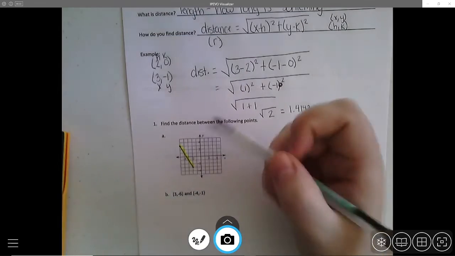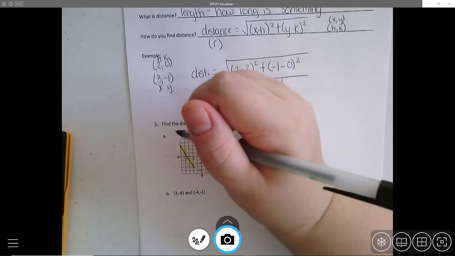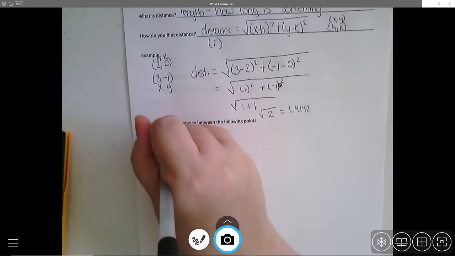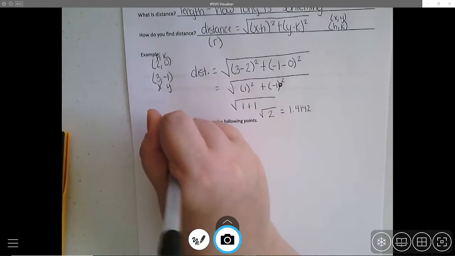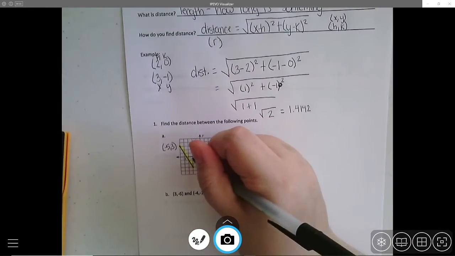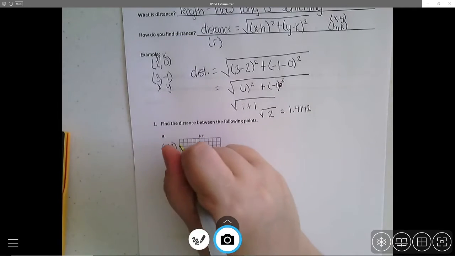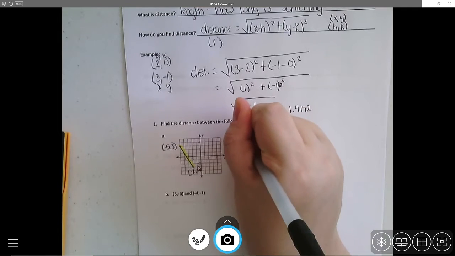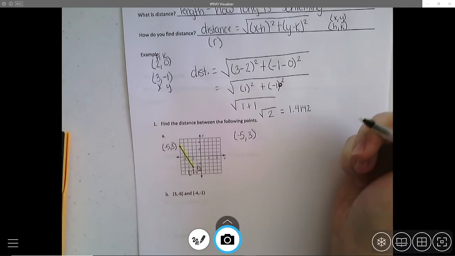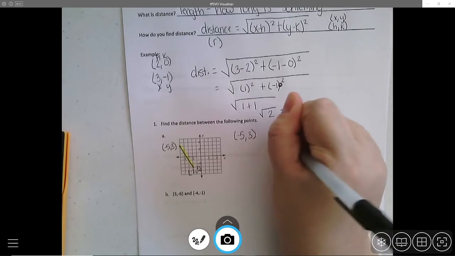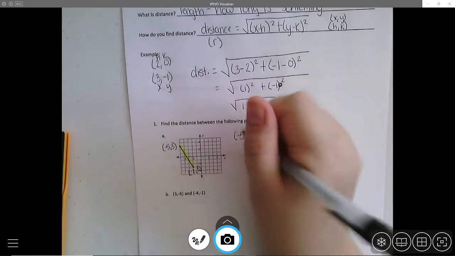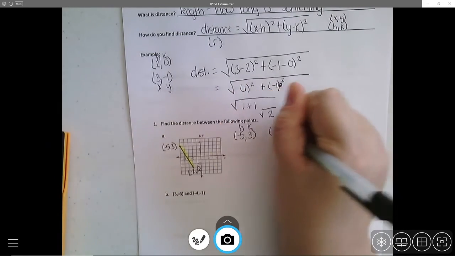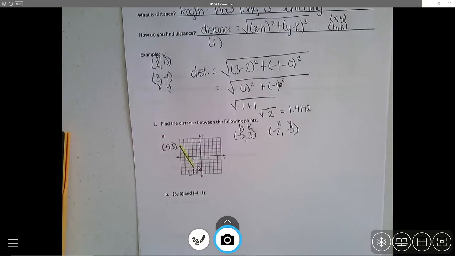2 points. One of my points is here at negative 5, 3. That's this top one. Remember it's x, y. And then I have negative 2, negative 3. So I'm going to write them over here. I have negative 5, 3, and then negative 2, negative 3. One of the points is H, K. One of them is X, Y. It does not matter which gets H, K, X, and Y.